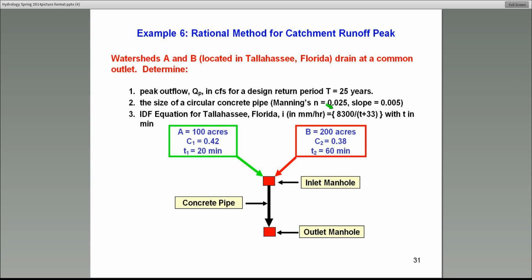By the way, the slope of 0.005 that I'm referring to here will be the slope that you're going to put this pipe on. Usually that's determined from the invert elevations of these two manholes separated by some distance L.